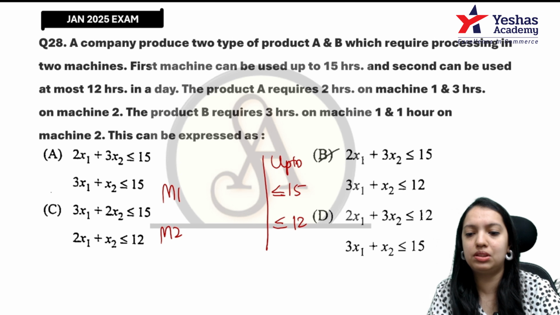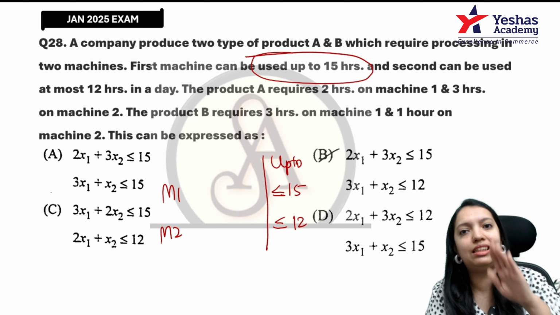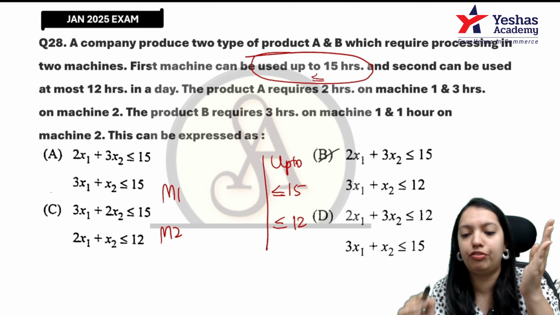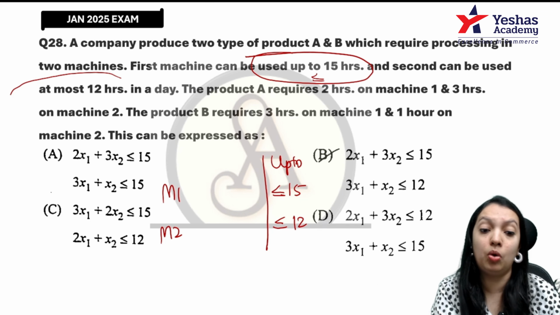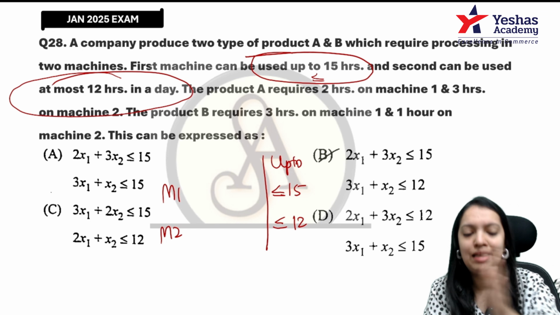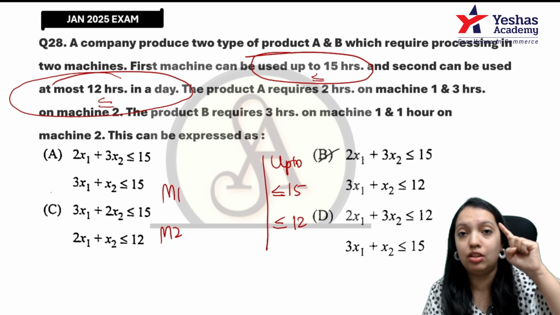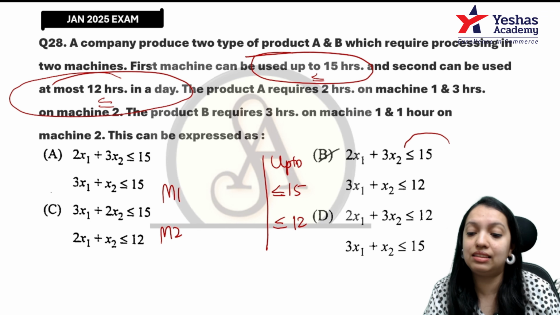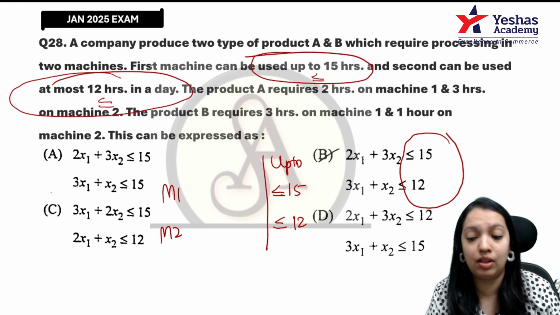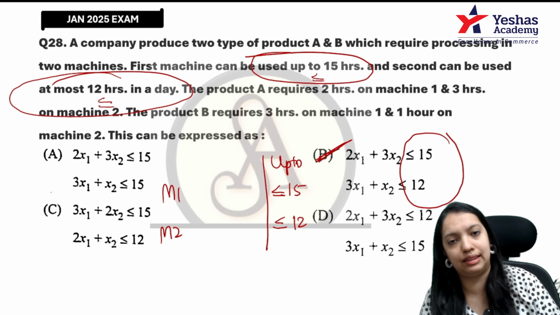Next, this is from inequality chapter, and two questions are asked from inequality. The company produces two types of products. The first machine can be used up to 15 hours. That means it has to be less than or equal to 15 hours. Second can be used at most for 12. That means it has to be less than or equal to 12 hours. The only option in which you can see less than or equal to 15, less than or equal to 12 is option B. So option B is correct.